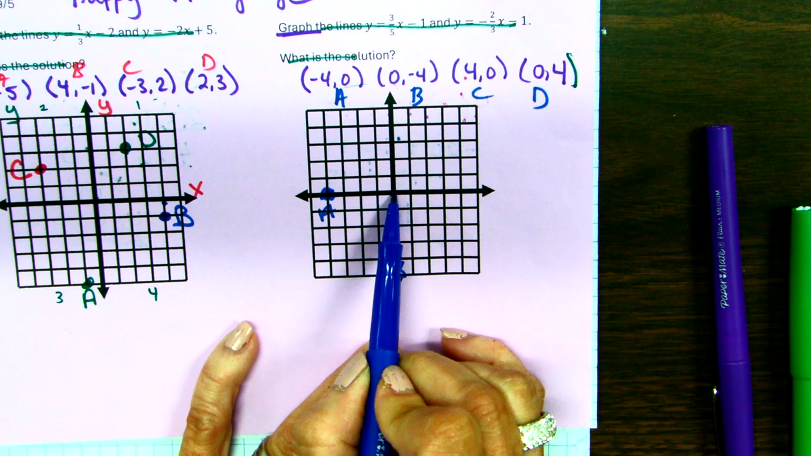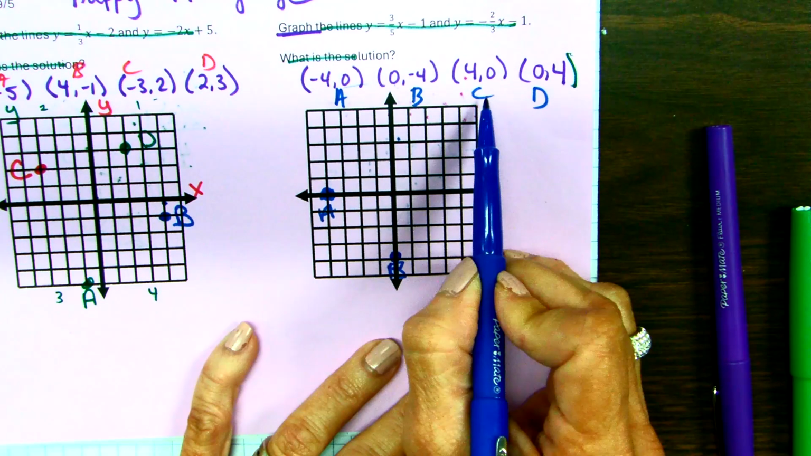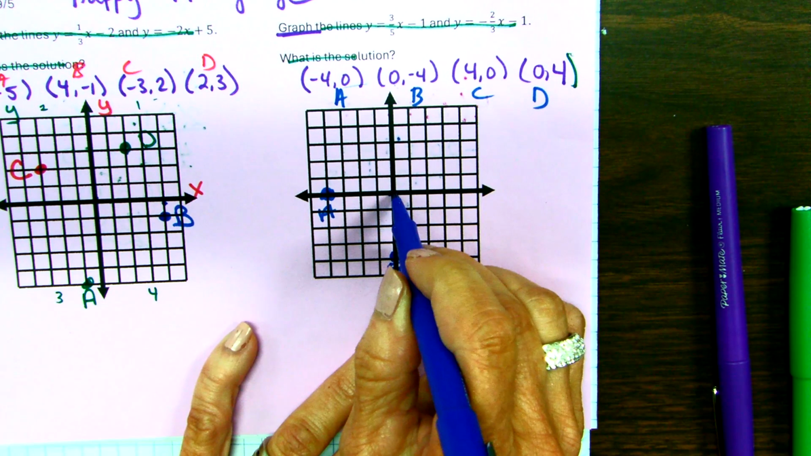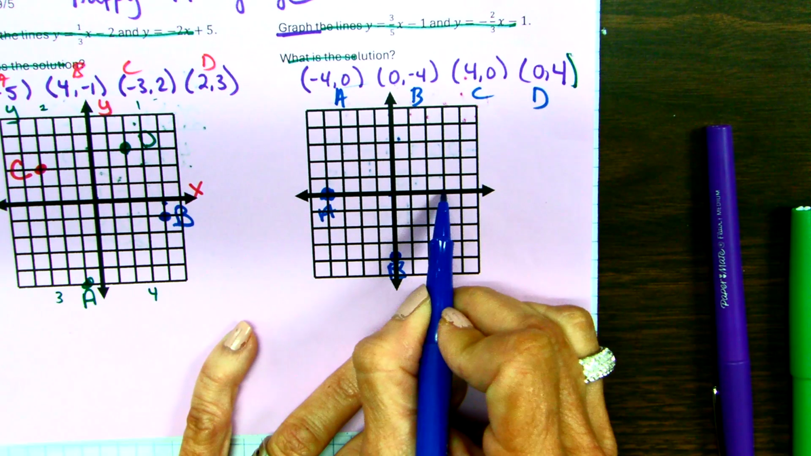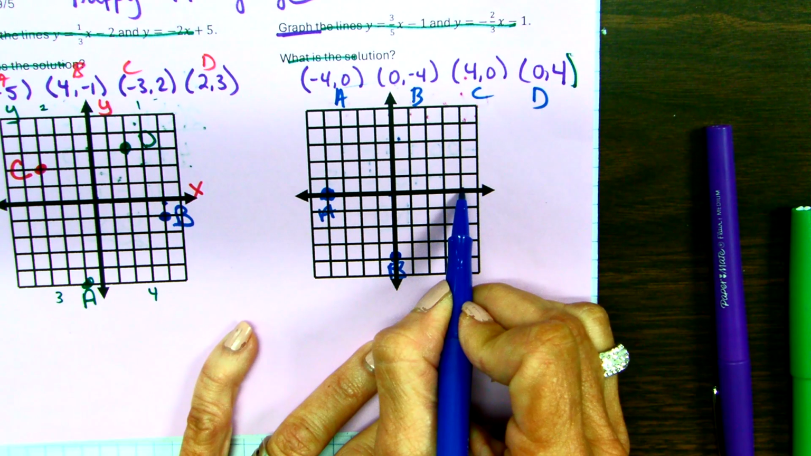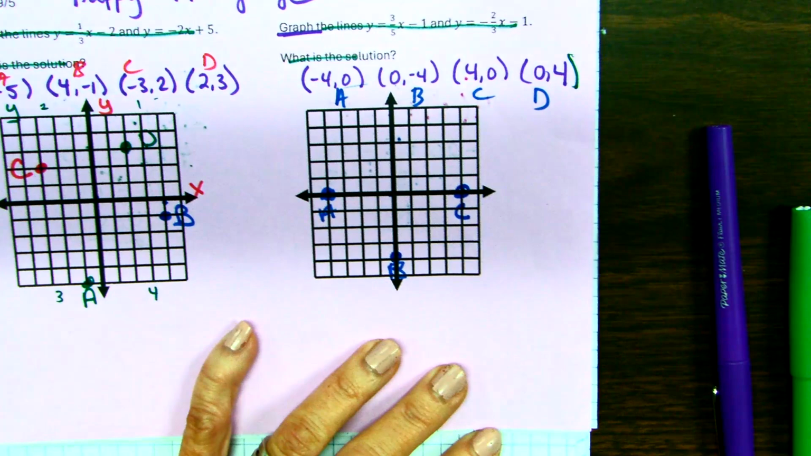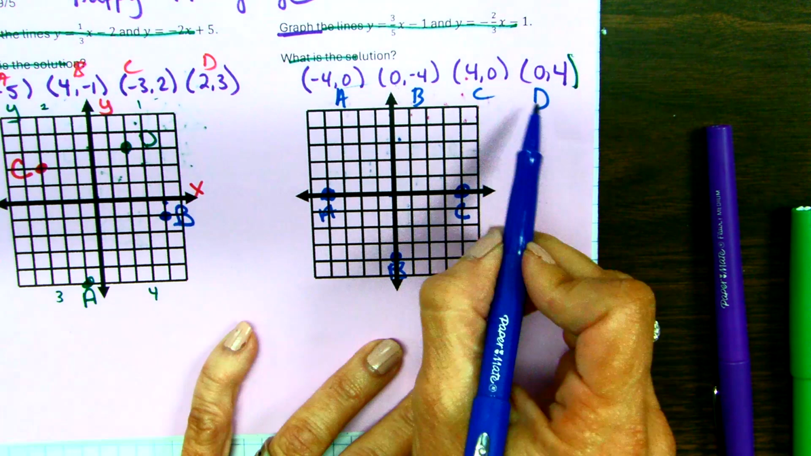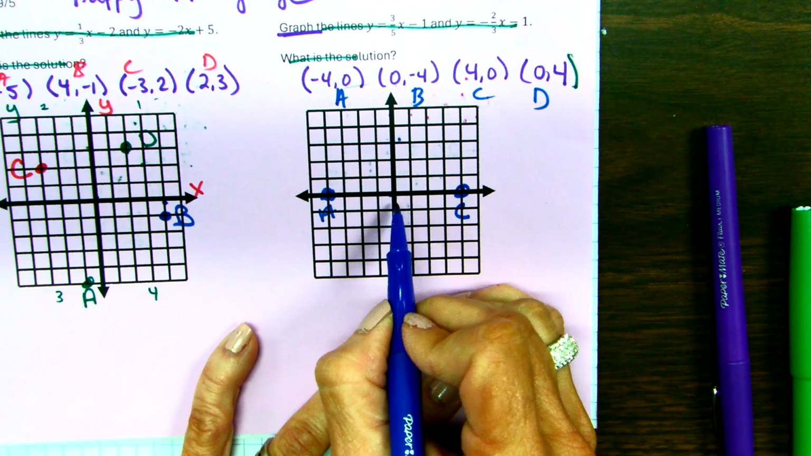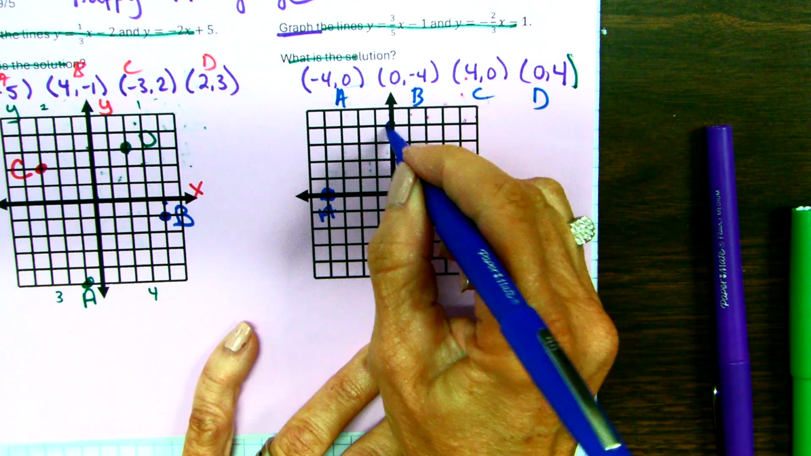So, Keisha, where am I going to go first with the C? Right. 1, 2, 3, 4. And then y is 0. Don't go up or down. And lastly, left or right 0, up 4. Jace, are you writing these?